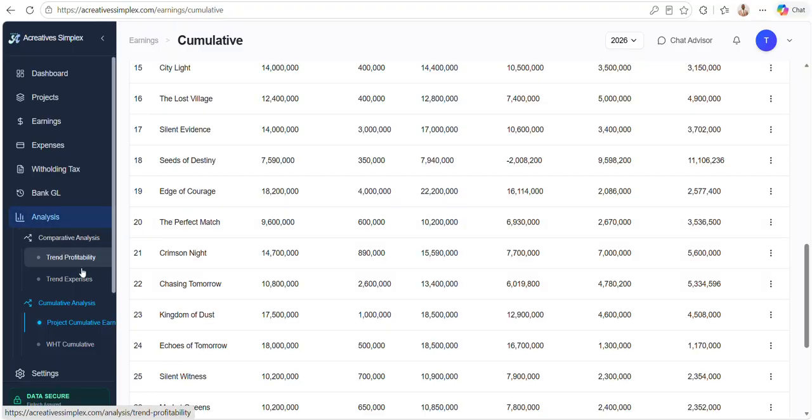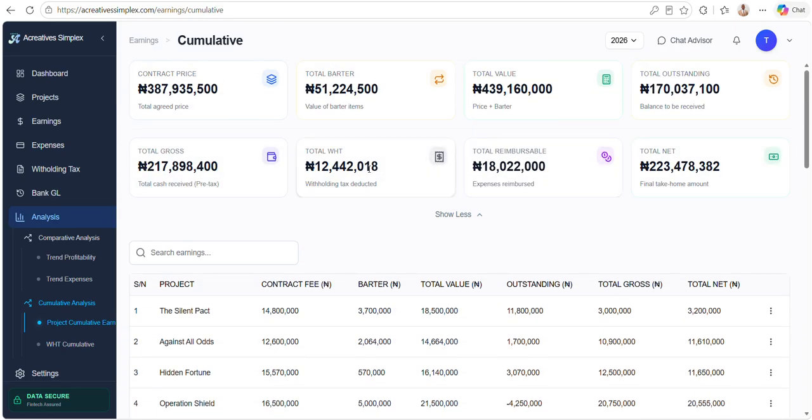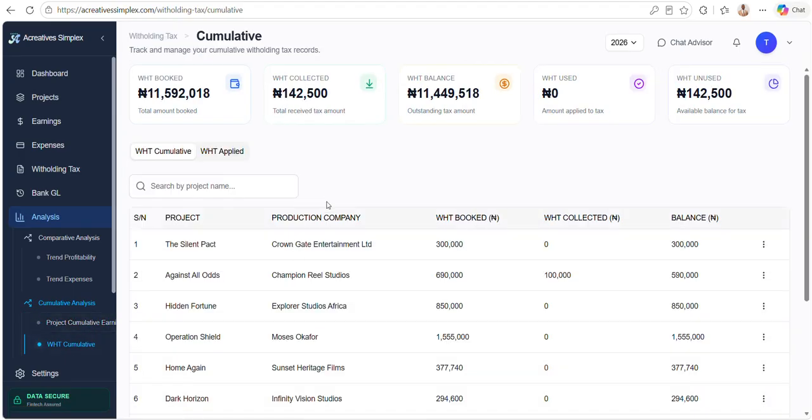So we can also check our withholding tax. There is a breakdown here, we can show more stats. So it gives us total, this contract price is the cumulative for all the years, total value, barter value, cumulative for all the years, 2023, 2024, 2025. So all of these figures are cumulative figures. Now we can come to our withholding tax cumulative. The same applies. This withholding tax is cumulative for all of the years from 2022, 2023, everything cumulative.